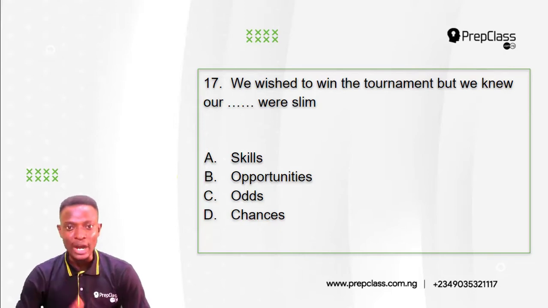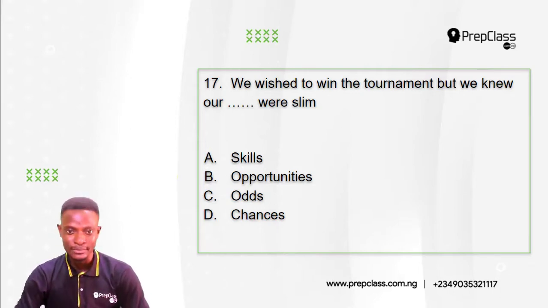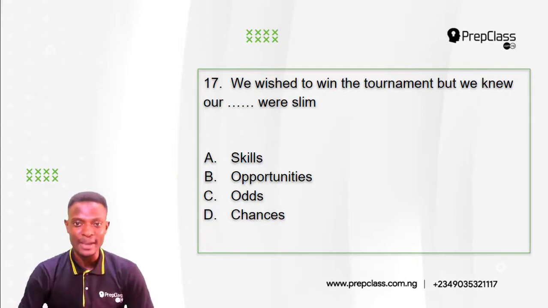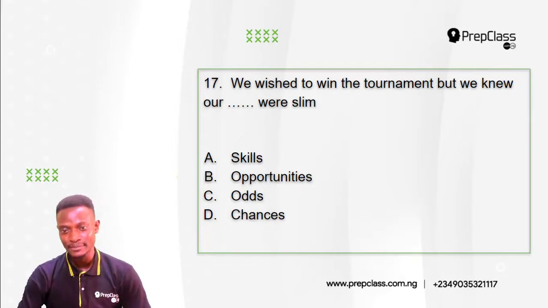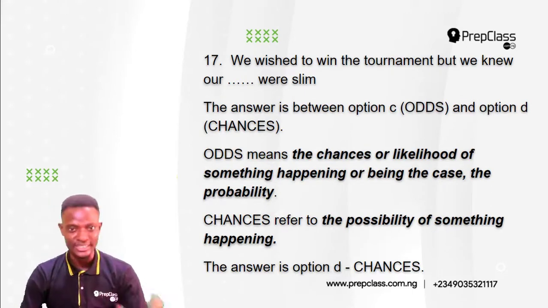A. We knew our skills were slim. B. We knew our opportunities were slim. C. We knew our odds were slim. D. We knew our chances were slim. So, which of these options is the best to complete this sentence? Now, the answer to this question is between option C, odds, and option D, chances.